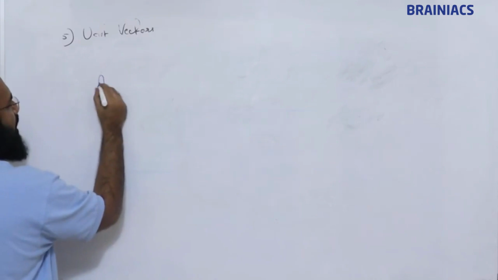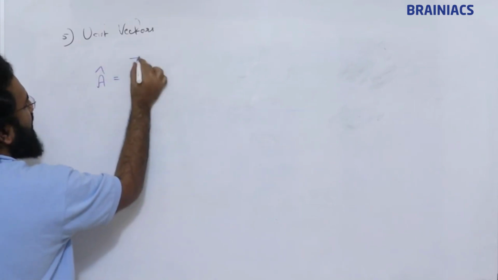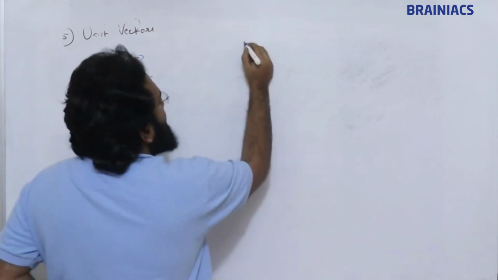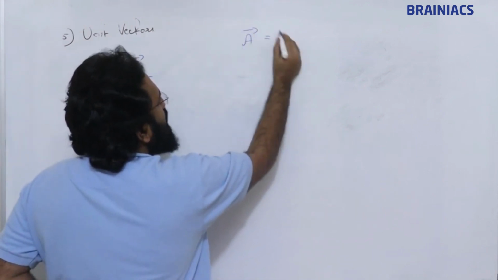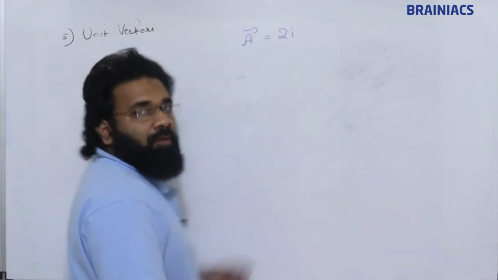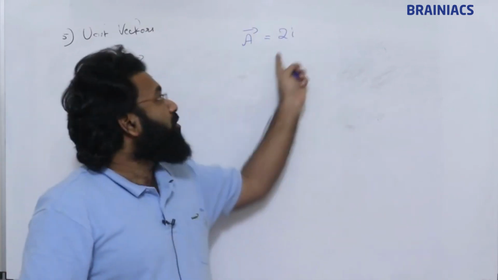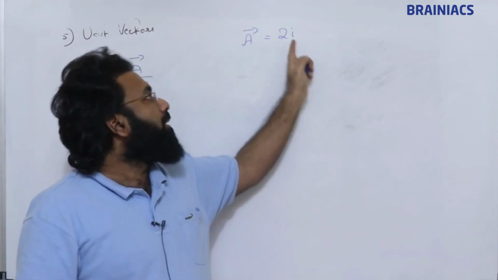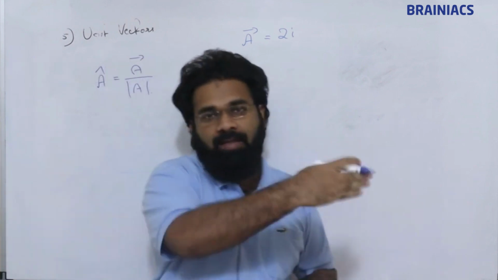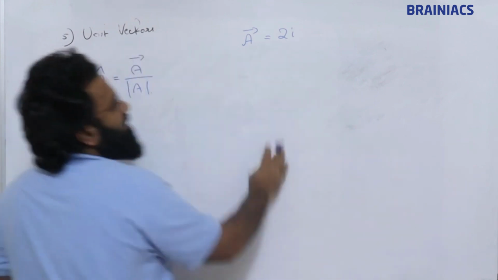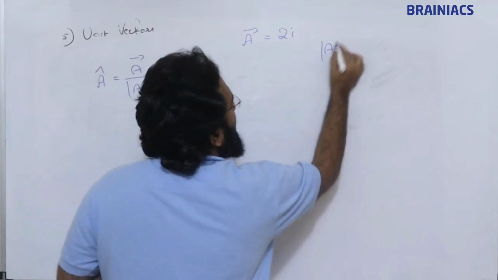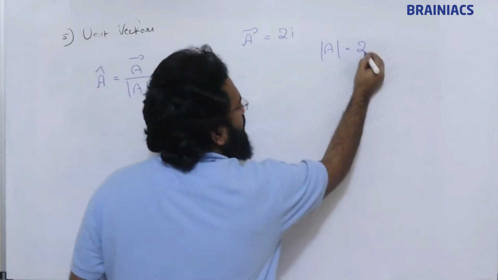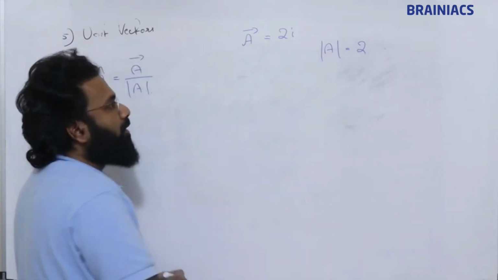Unit vector is nothing but vector a divided by mod of vector a. Now suppose a is equal to 2i. What does it mean? A magnitude of 2, any vector, whether it is displacement or velocity, doesn't matter, acting in the x direction. What is its magnitude? Mod of vector a is what? Its magnitude is 2. Correct, no?